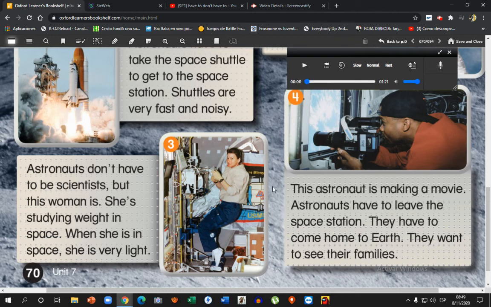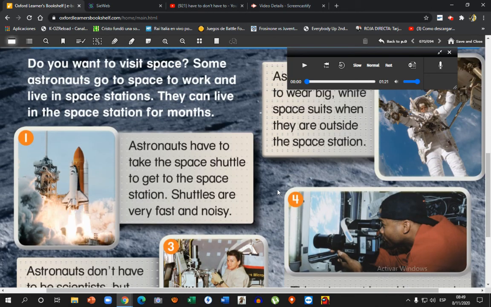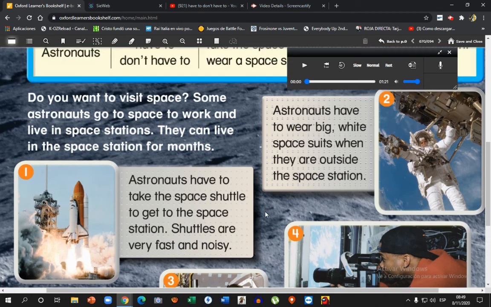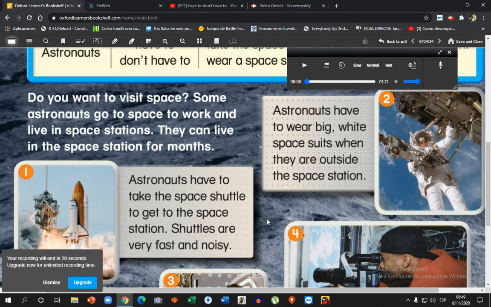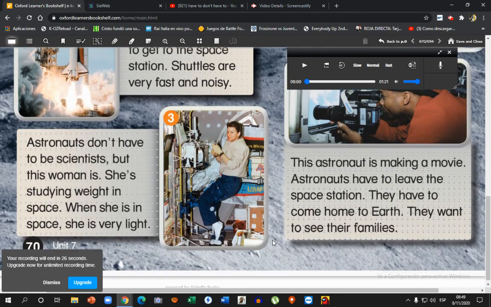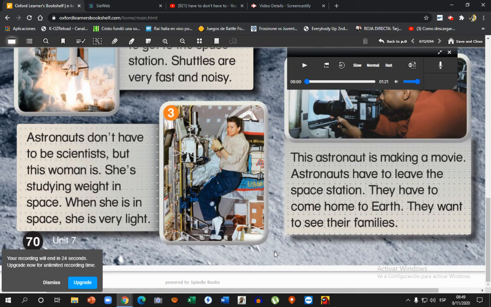Okay, now in this reading you have some information about astronauts and how they live. Notice that we use have to and don't have to, okay? Don't forget that have to is for necessary things. It's a very necessary situation. And don't have to is used for non-necessary situations. Okay? That's all.